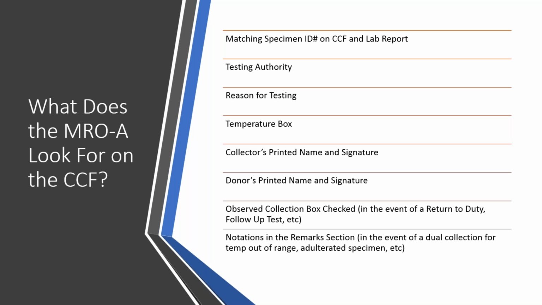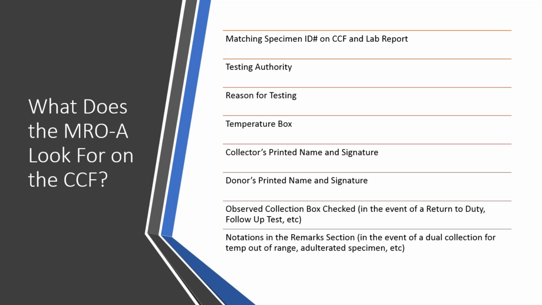Was the temperature box checked? Did the collector print their name, sign their name? Did the donor print their name, sign their name? In the event of a return to duty or follow-up test, particularly under DOT, this is very important: did they check the observed collection box? Did they make notes in the remarks section as required in the event of a dual collection, if temp is out of range or adulterated specimens?